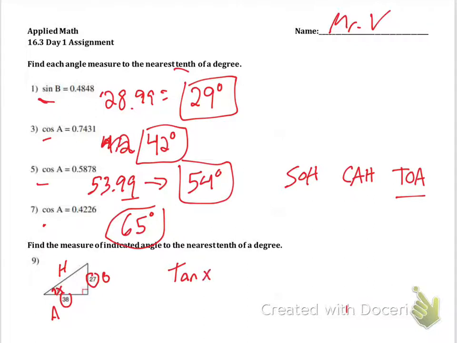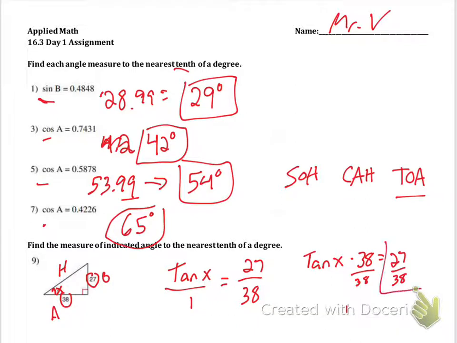So tangent x over 1 is going to equal 27 over 38. Now, if you wanted to cross multiply, that'd be fine. So it's tan x times 38 is equal to 27. And then I need to get rid of the 38, so I'm going to divide both sides by 38. And I'm back to this.